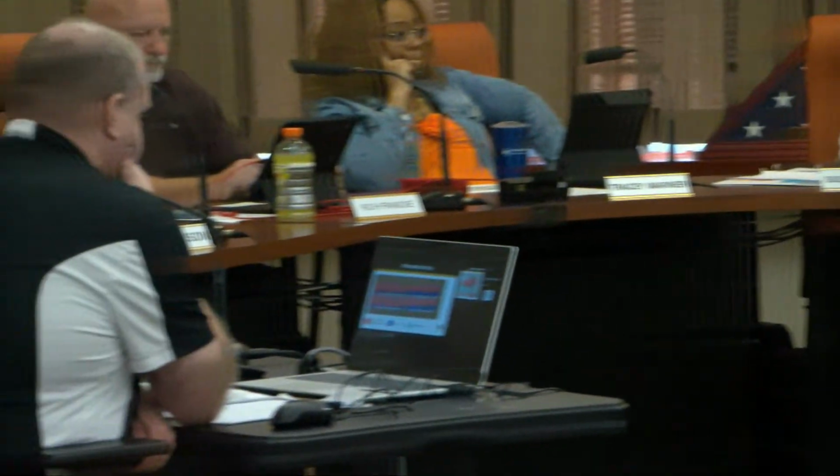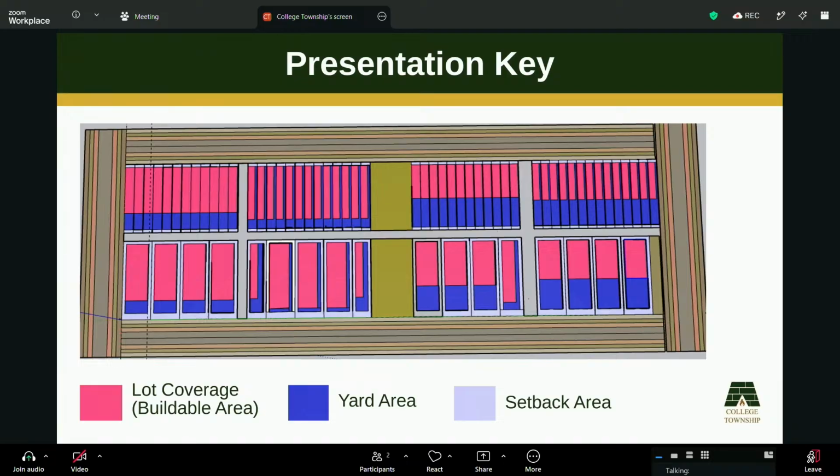So throughout the next few slides, as we talk about lot coverage of the different areas, you'll see images similar to this on those slides. So there's a lot key there to help you understand what the colors represent as you see these images. The lot coverage buildable area is represented by the pink. The yard area, which is what's remaining, is blue, and then the setback area is that lighter purple. Any questions on what you're visualizing here so that you understand them as we move into the other slides?